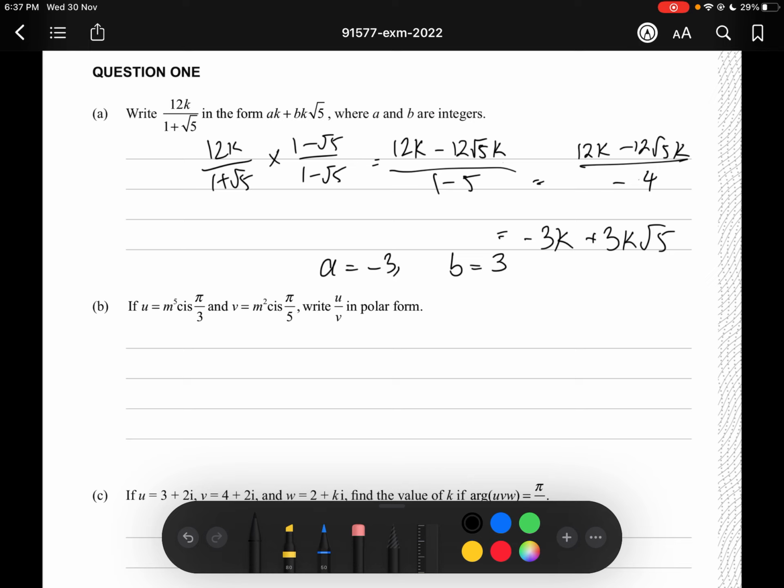Let's look at question number B. In terms of the grading for this question, this is just an achieved question.